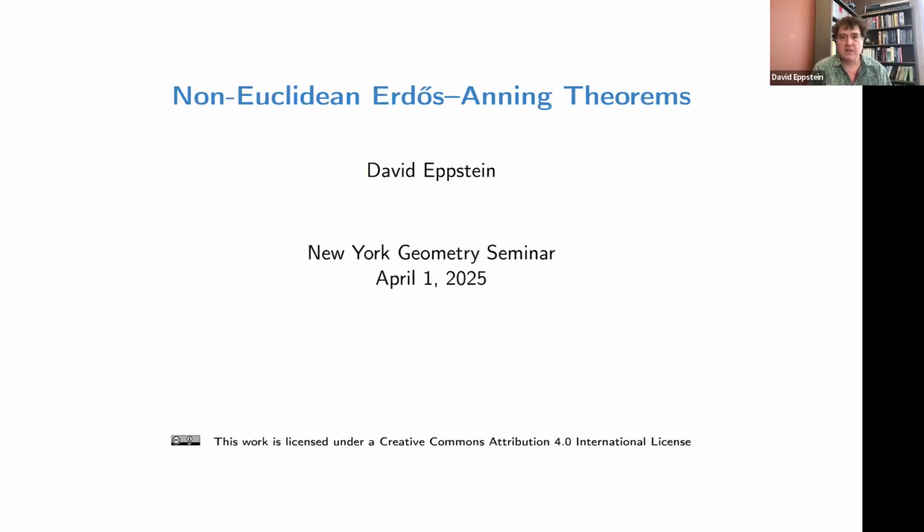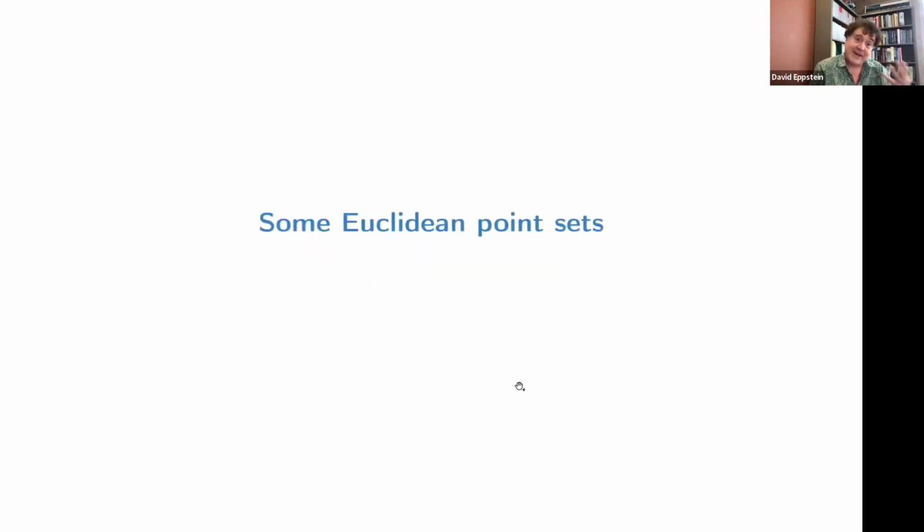The title of the talk is Non-Euclidean Erdős-Anning theorems, and I will explain that. But basically, it's about points with all the distances between them being integers. And so I thought I would start with some examples.